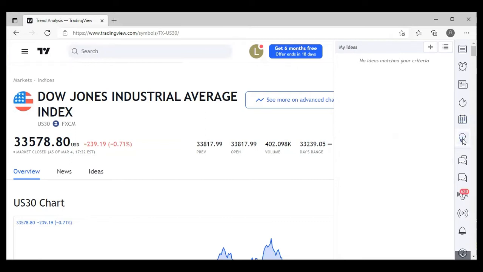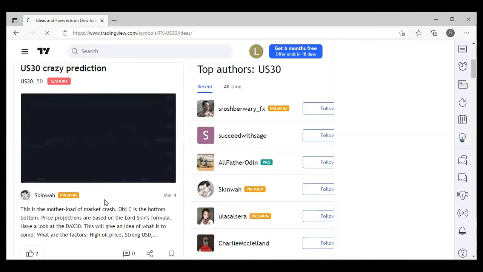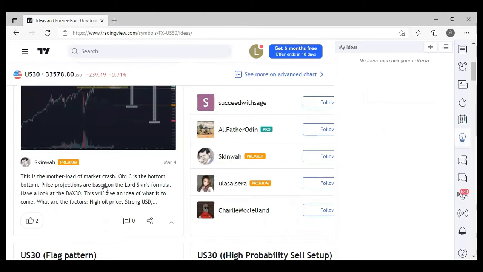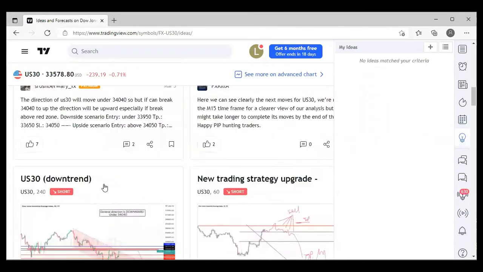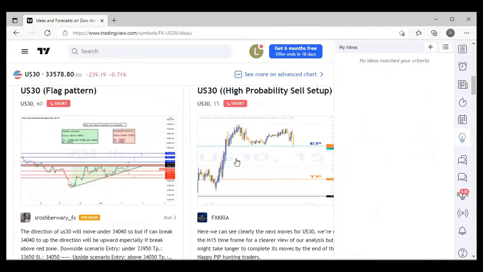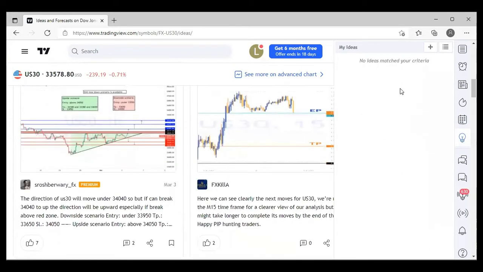So here I don't have any ideas. If you had any ideas, you could have placed them here. You can just click here, publish private idea, put in your idea and then publish it for the community to see. On the trend analysis page for US 30, we can see people have posted their ideas. You can go through this, and you can also publish your own idea, and it will also feature here. I always say, when you share information yourself, you actually learn more. So that's an opportunity for you to grow as a trader.